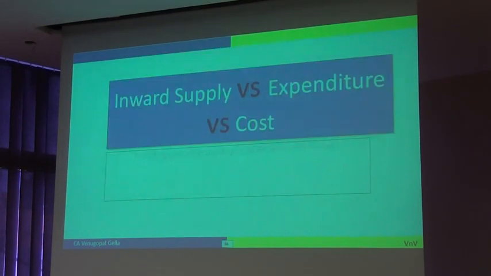We have discussed all these issues. Let's move on to inward supply issues. For another 10 minutes.